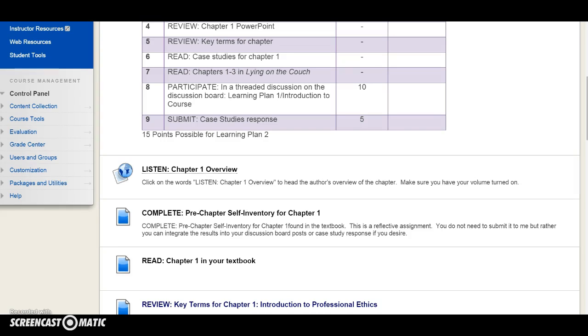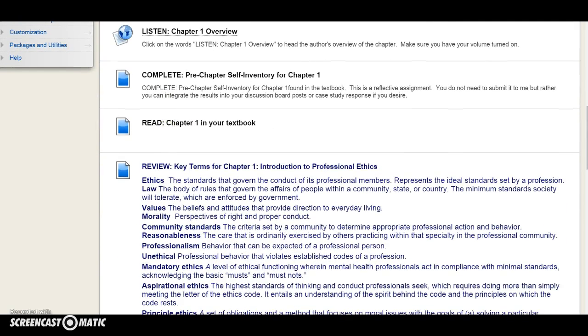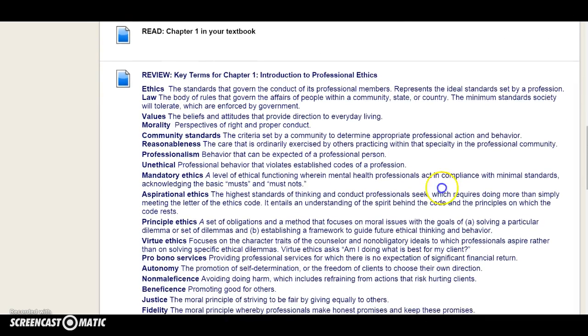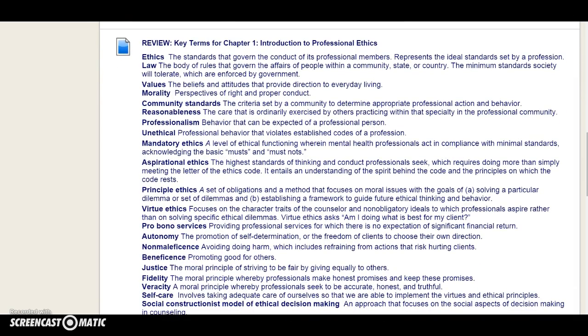You're also going to be reading Chapters 1 through 3 in the novel Lying on the Couch. And then you're also going to be participating in a discussion on the discussion board. And so the points will vary depending upon if you're in the virtual college version of this course or the regular online version.